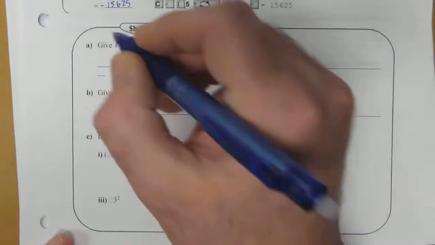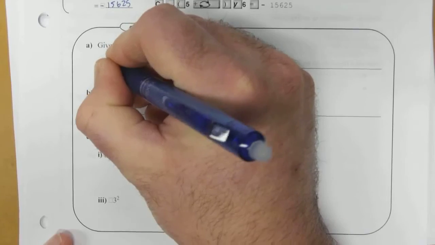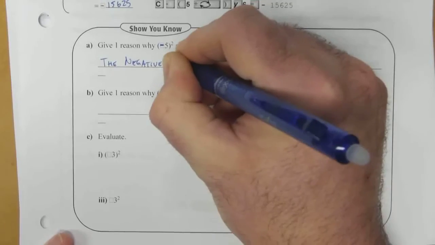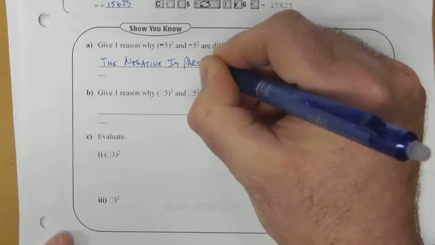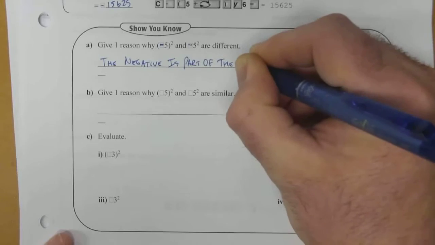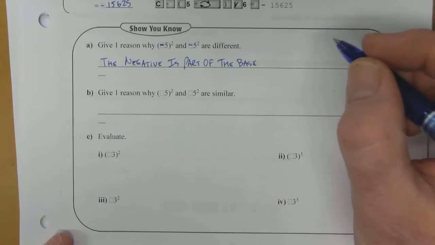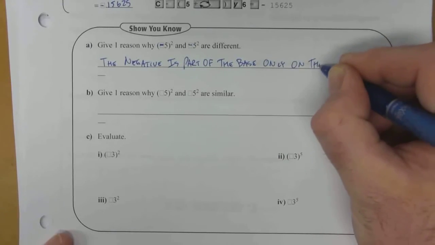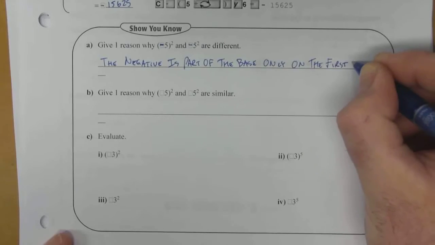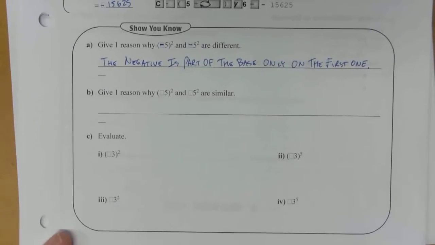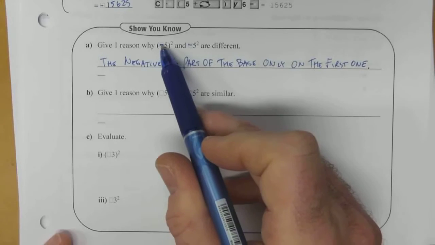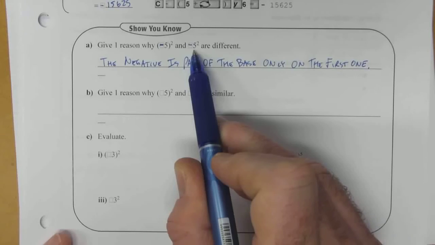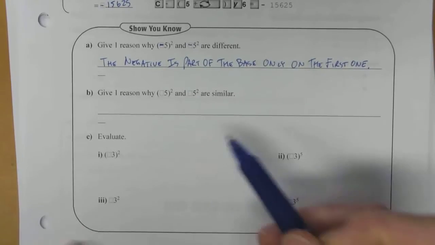And the difference is the negative is part of the base only on the first one. So it's inside the brackets, so the negative is part of your base, whereas on this one it's a positive base and the negative is applied afterwards.